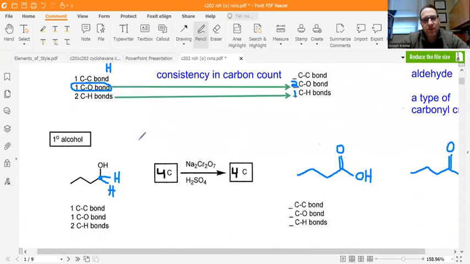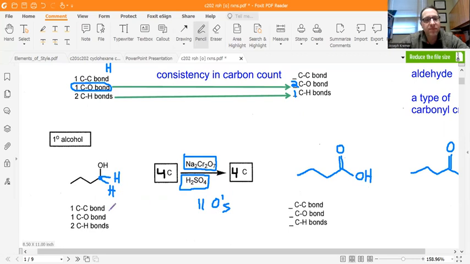Next storyline, what if we used a different reagent? Can you count up the number of oxygen atoms in this formula here? This is sodium dichromate, Na2Cr2O7. It's a solid powder, and this is sulfuric acid. This adds up to, count them, 11 oxygen atoms in the reagent.